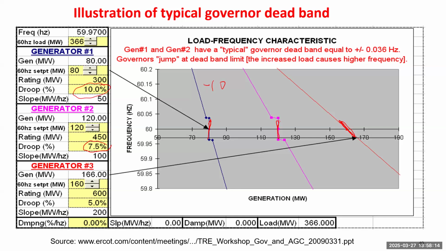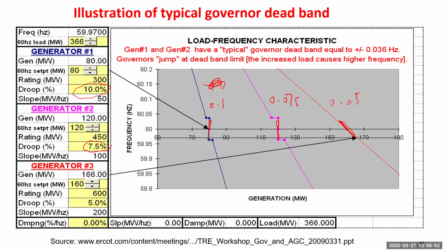Let me see. Oh, this figure is different from what we showed. So basically this slope should be, I think, 0.1, right? This is 0.075. And this slope is 0.05. Yeah, okay.